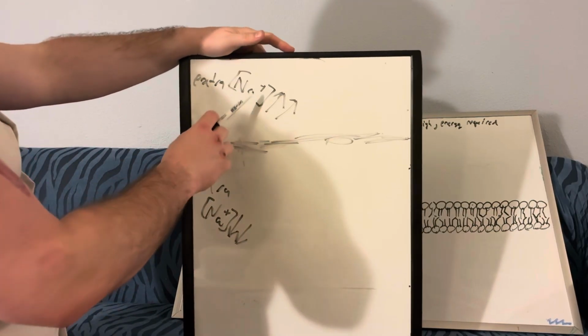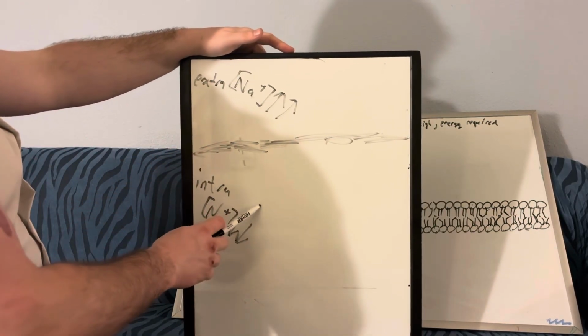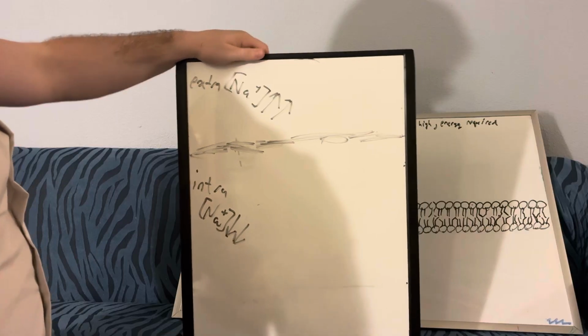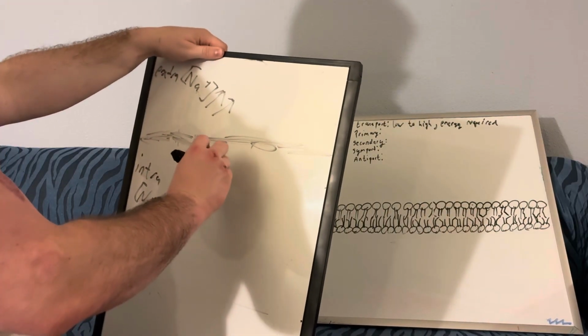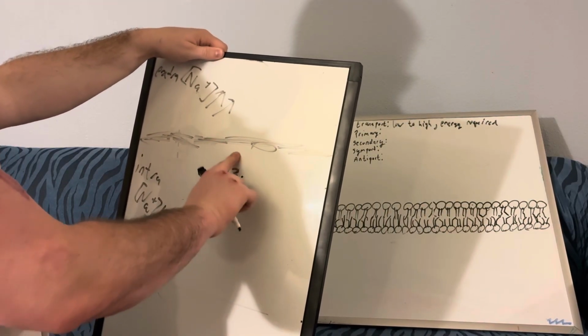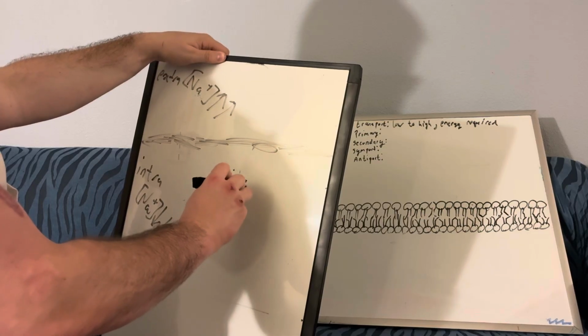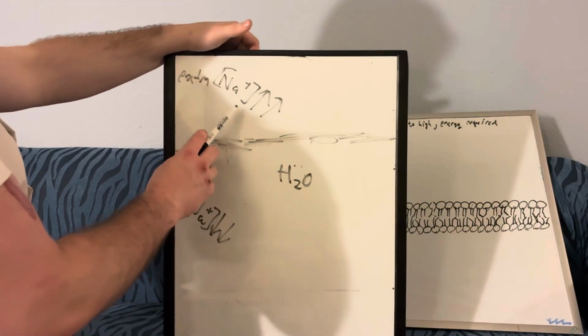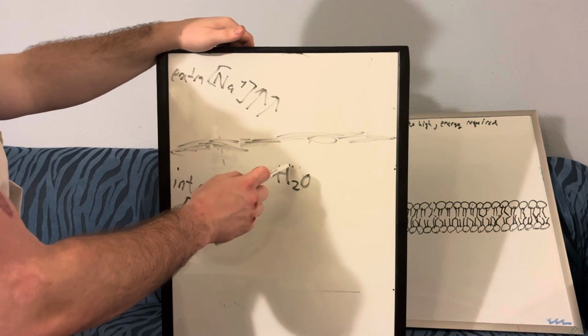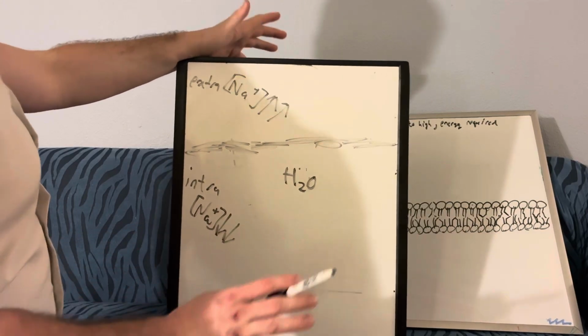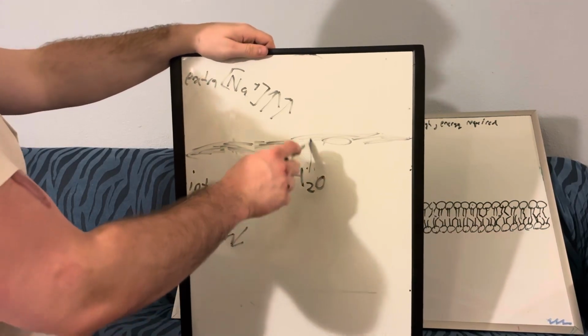Instead of sodium moving from a high concentration to a low concentration, what's going to happen is water is going to try to balance this. Because water, even though it's polar, I know what I just said, but water can get through the cell membrane.